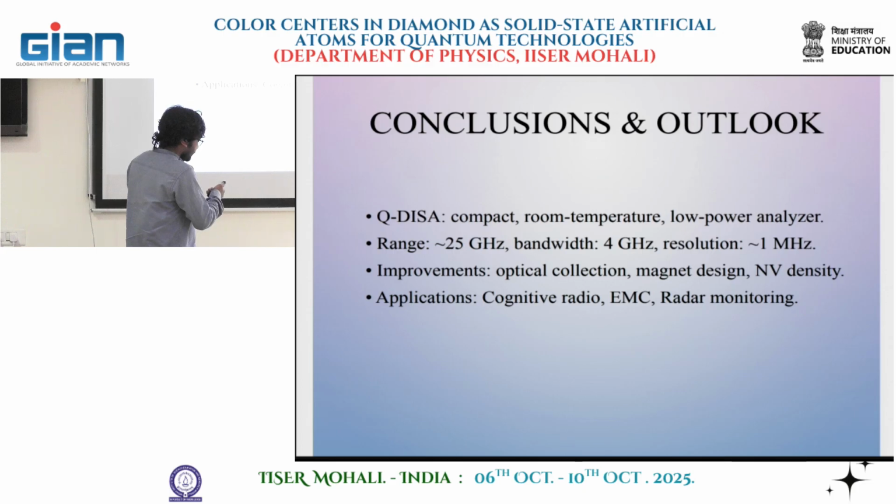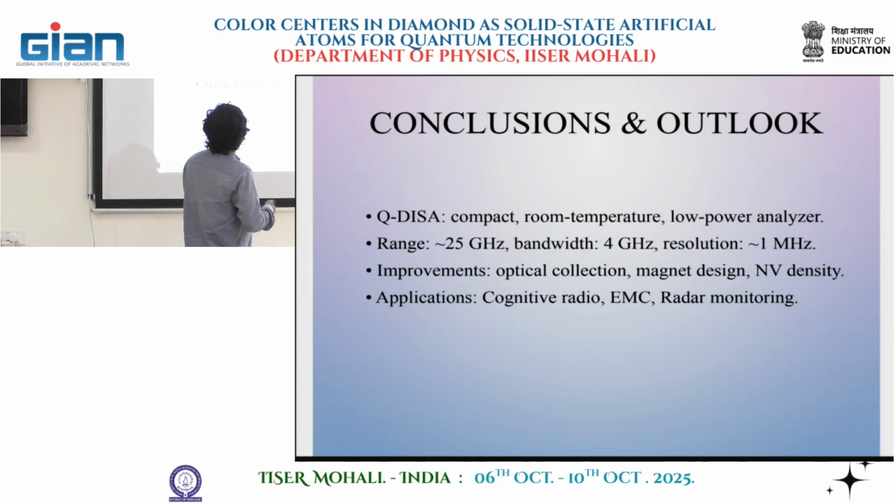Another main advantage is it's a low power analyzer, because other FFT analyzers or ion trapped crystal analyzers have cryogenics and take several watts of power. So with these NV centers, these analyzers can be used for different applications, especially radar monitoring or any kind of magnetic sensor applications.